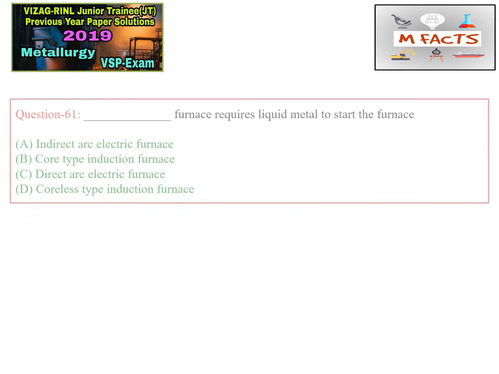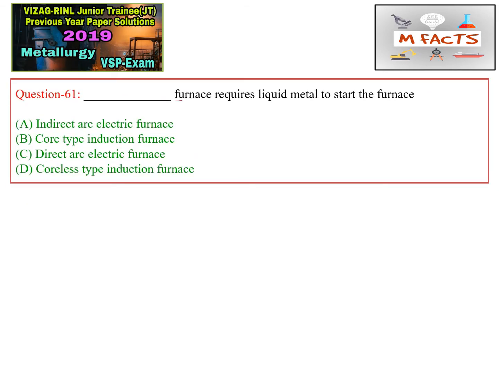So the next question is: which furnace requires liquid metal to start the furnace. So they are asking, among these furnaces, which furnace requires liquid metal as a raw material to start the furnace. The first option is indirect arc electric furnace, then core type induction furnace, direct arc electric furnace, and coreless type induction furnace.